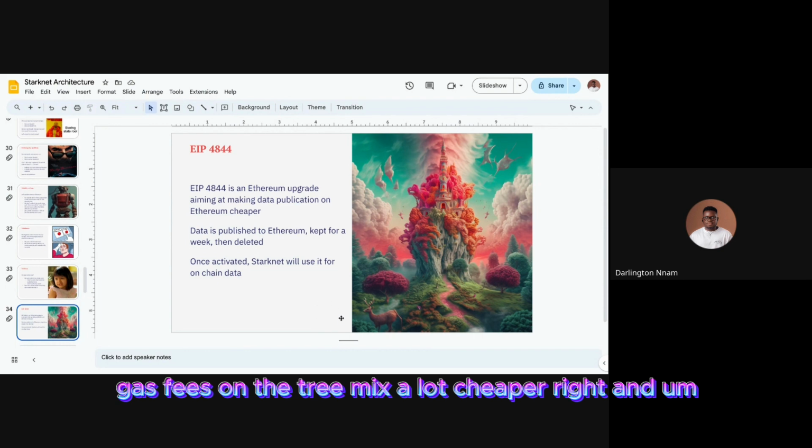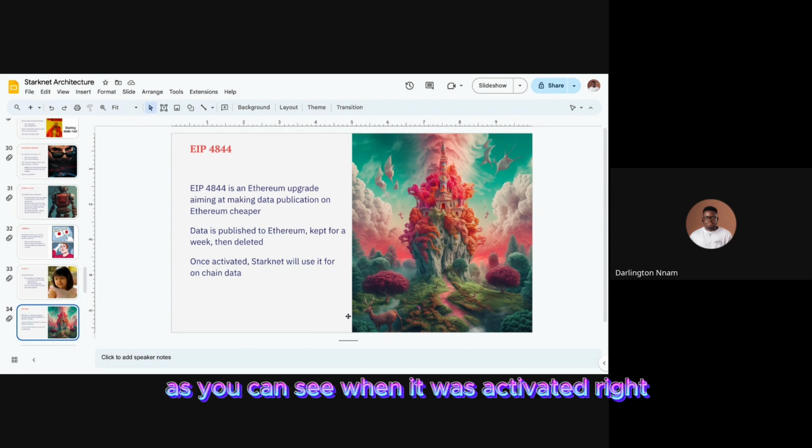And as you can see, when it was activated, which happened I think a few months ago, it made gas fees on Starknet a lot cheaper. Now gas fees are in cents rather than how expensive it used to be previously.